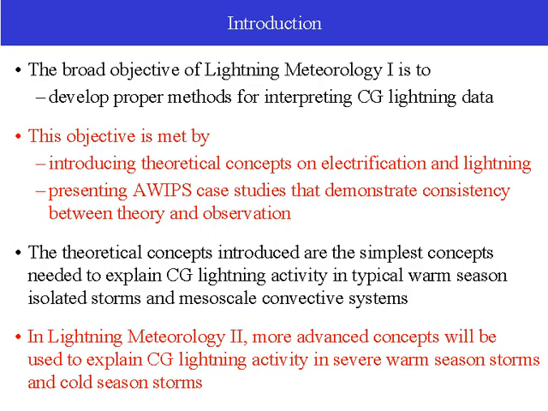Now, the concepts that we introduce are the simplest concepts needed to explain CG lightning activity in typical warm season isolated storms and also mesoscale convective systems. Lightning Meteorology 2 handles more advanced concepts and in particular severe weather.